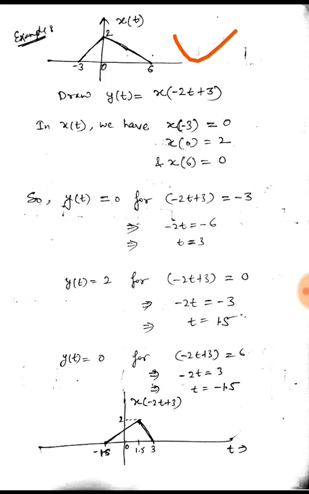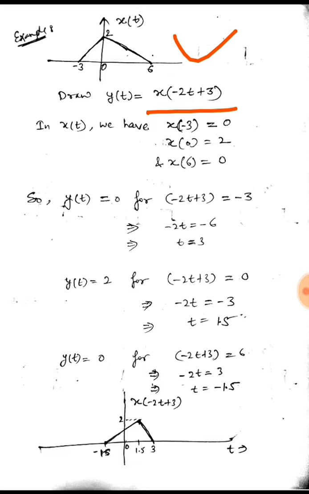I need to draw x(-2t plus 3). So in this function we have three operations, that is time reversal, as the minus is there, time scaling, and time shifting. So this is one of the very best methods to draw these types of graphs.